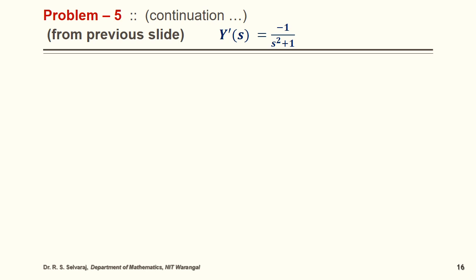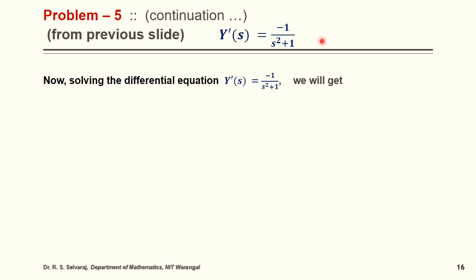Recall, this is the expression you got for Y dash of s, and we solve this differential equation. You see, this is a differential equation. We are going to solve this differential equation. We are not going to apply inverse Laplace transform here. We are going to solve this differential equation to get Y of s. So Y of s is cot inverse of s plus a constant. By solving this differential equation, we are forced to introduce a constant c. Now it is a burden for us to find the value of c.